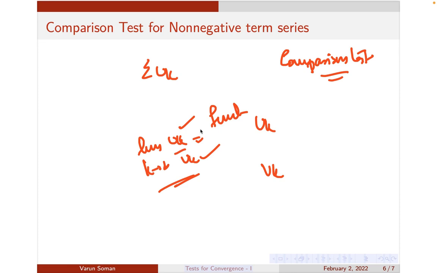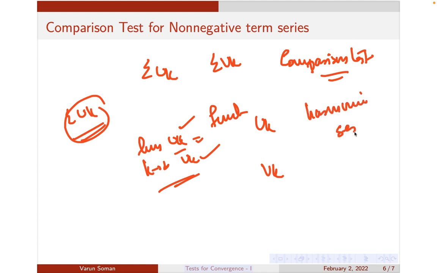There are many forms, and this is one. We'll be using this form of the comparison test. What is the meaning of this? Suppose you have a series sigma uk. Related to this series, we'll consider a series sigma vk. Usually the series sigma vk will be a harmonic series, because you know when the harmonic series will converge and when it will diverge. How to choose the harmonic series, I will tell you shortly.